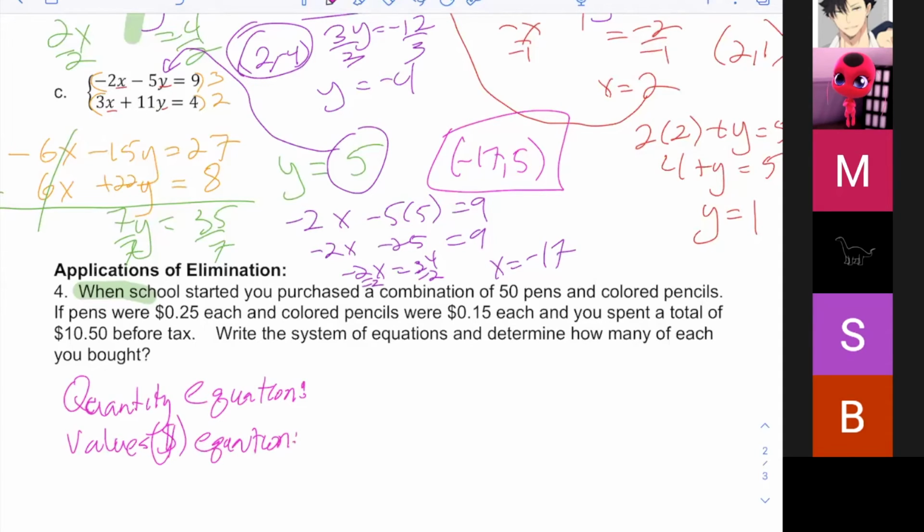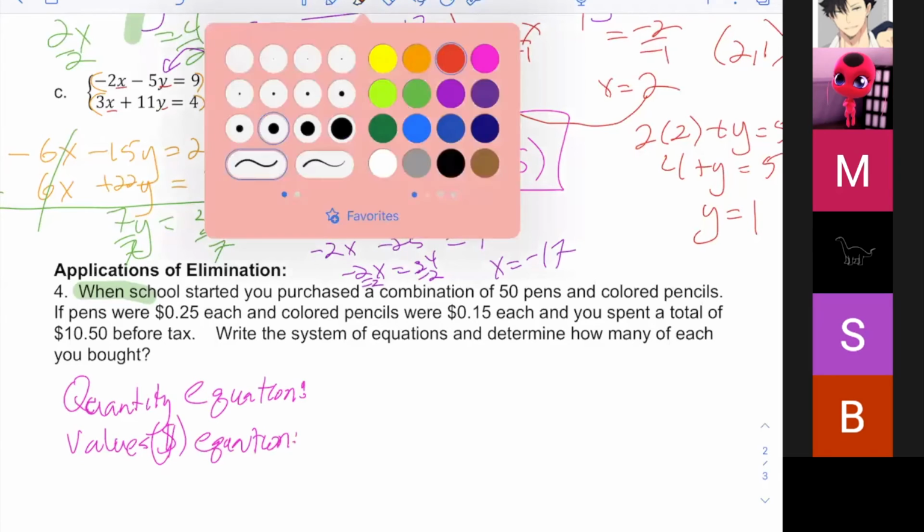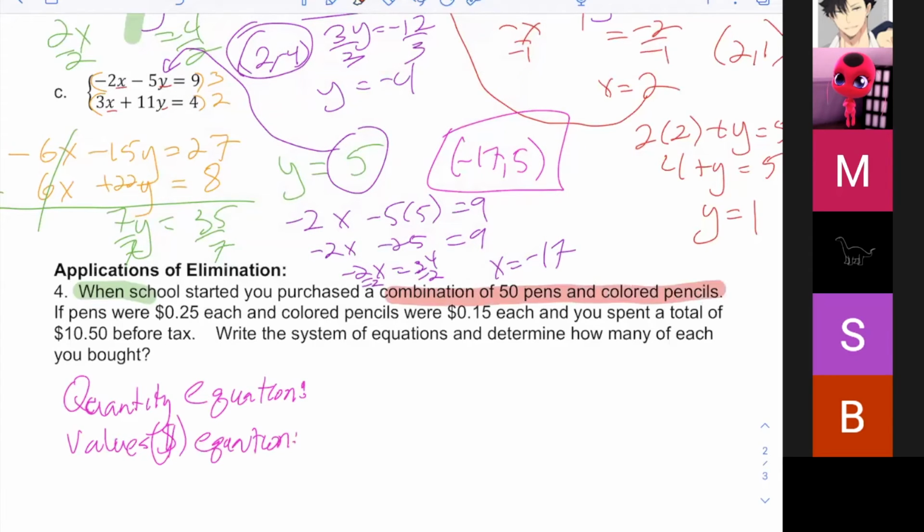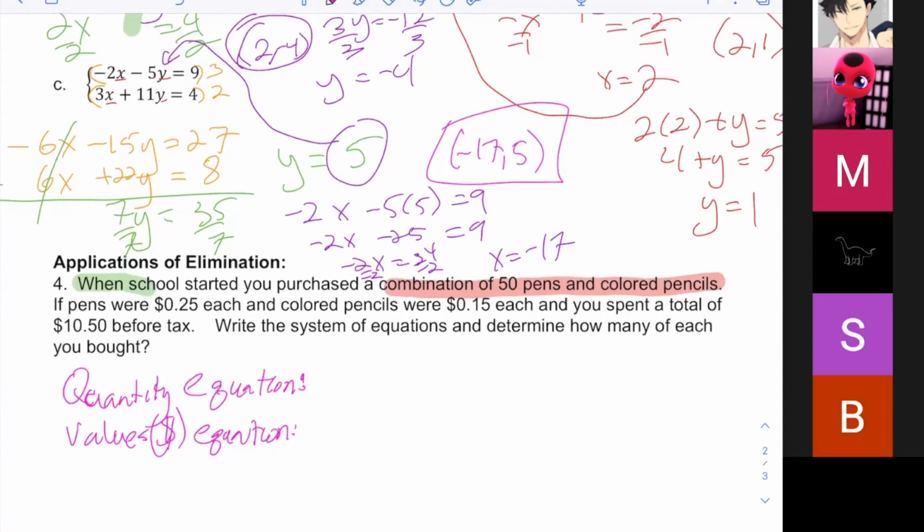So looking at Ben's first statement here, it said a combination of 50 pens and colored pencils. So that, to me, tells me that's how many of each. So I'm going to create an equation. So let's call pens P and colored pencils C. So the combination of pens and pencils, pens plus pencils, is 50. So that's the quantity equation.